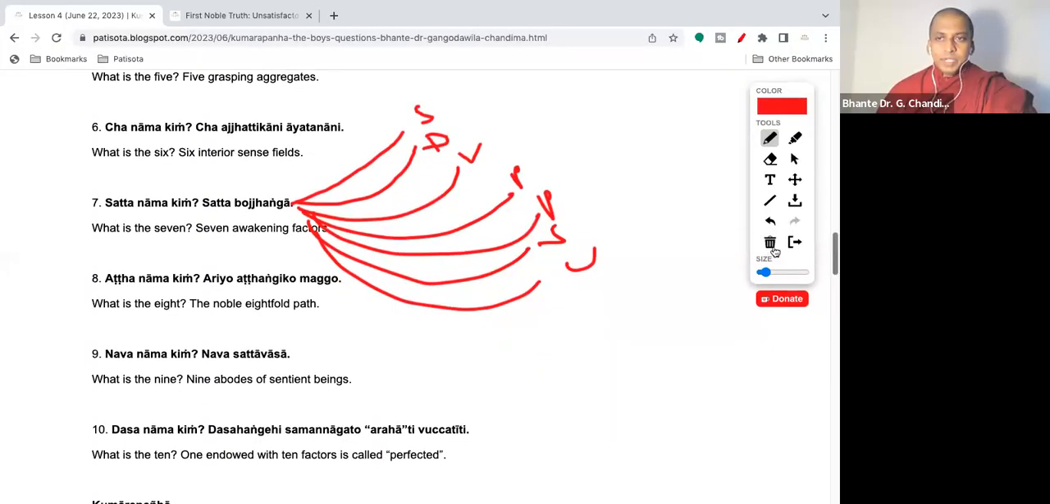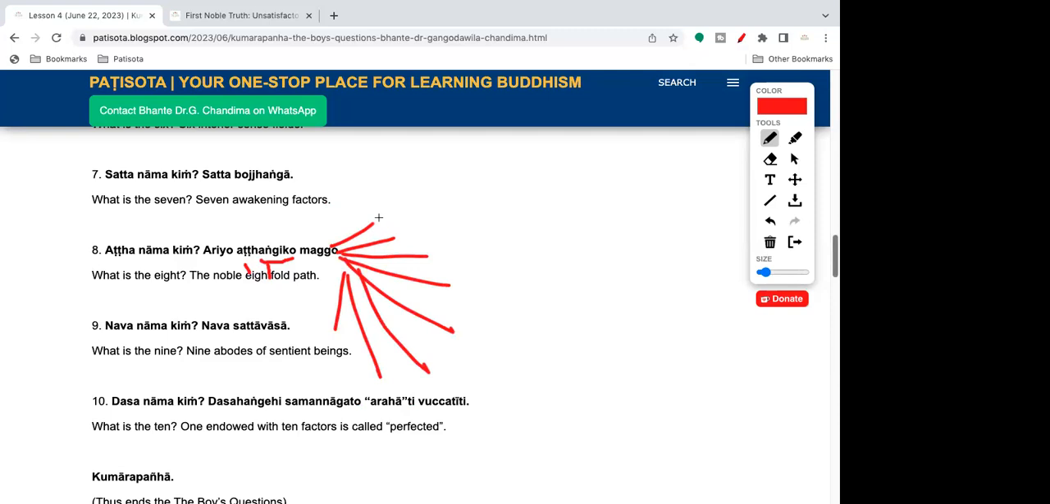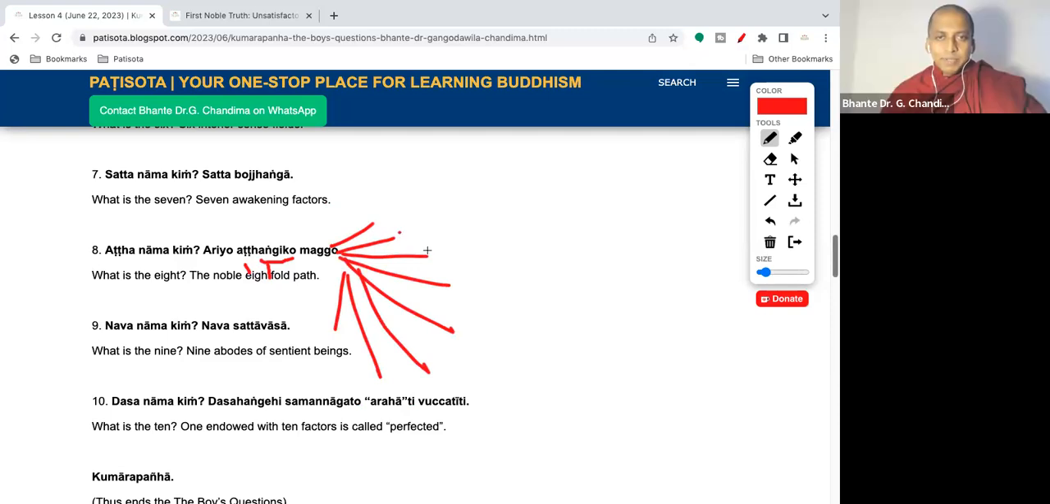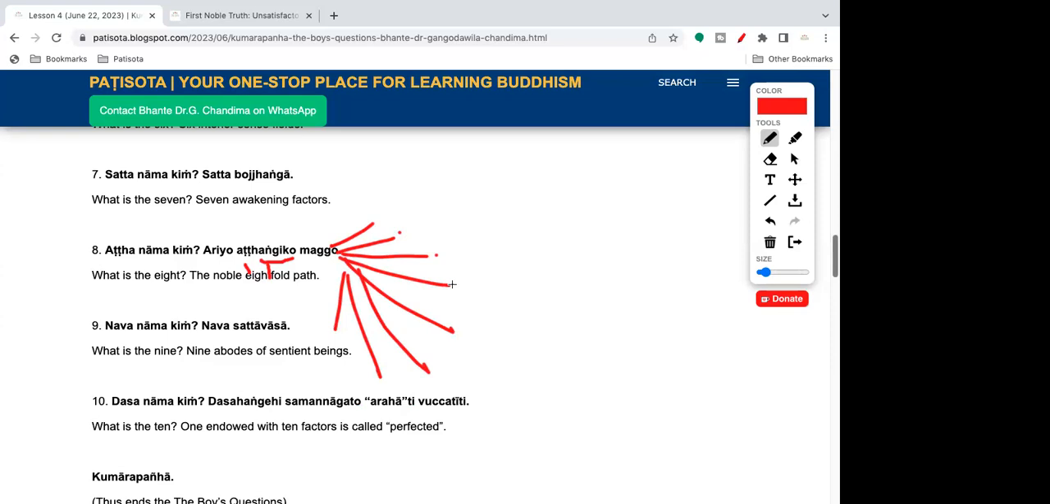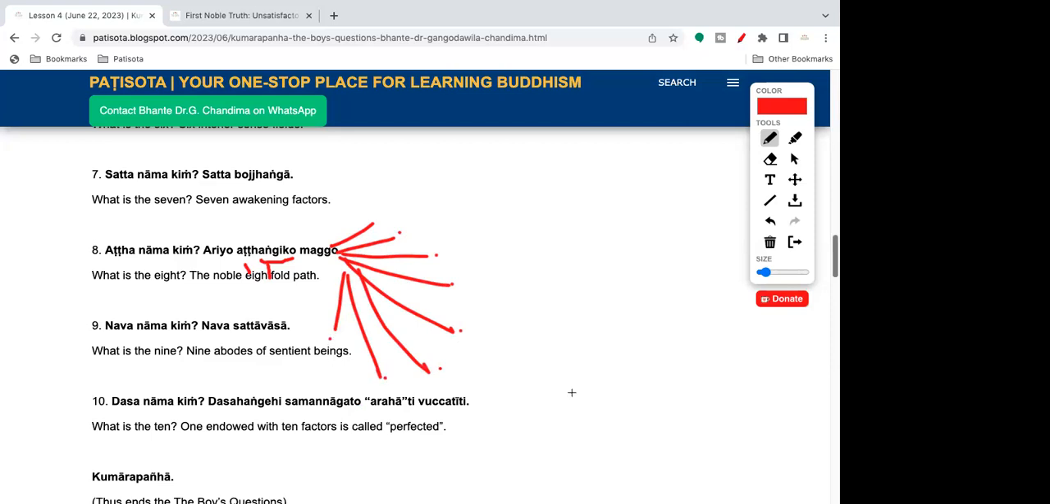All right, Bojjhangas. Then we go to number eight. Ariyo Atthangiko Maggo. Angiko means fold, numbers fold. Attha means eight. What are they, Dhamma folks? The Noble Eightfold Path. What are they? Samma Ditthi, Samma Sankappa, Samma Vaca, Samma Kammanta, Samma Ajiva, Samma Vayama, Samma Sati, Samma Samadhi.